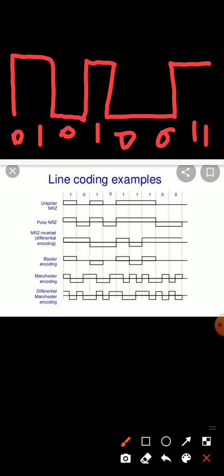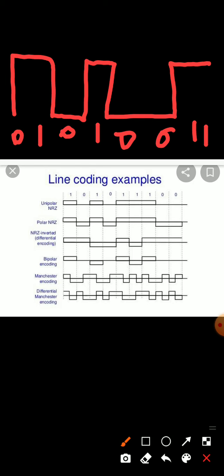What are the advantages of unipolar non-return to zero? First, it is simple. Lesser bandwidth is required. What are the disadvantages? No error correction is done, no clock is present, and there is loss of synchronization, especially in long strings of zeros and ones. Also, the presence of low frequency components causes signal droop.